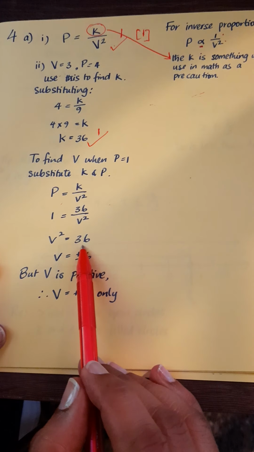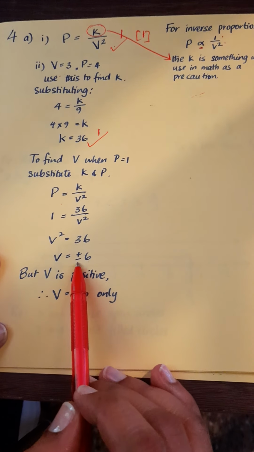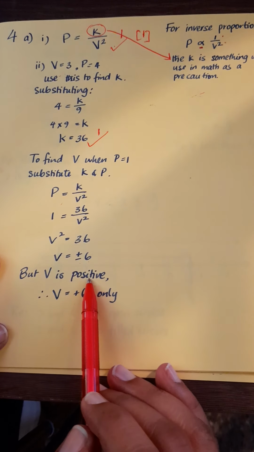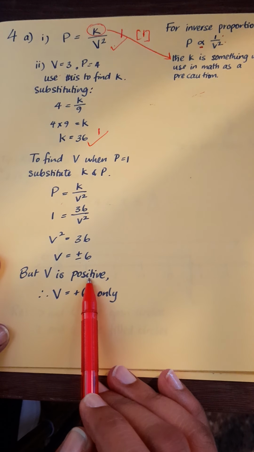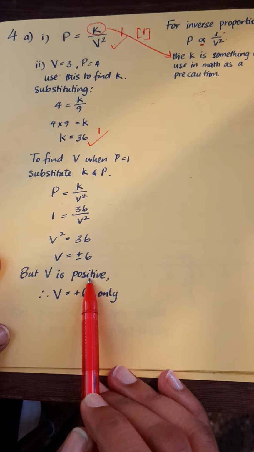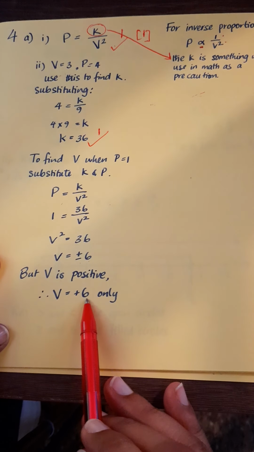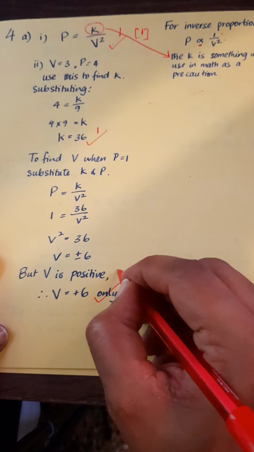Because we found the square root of 36, positive or negative. But V is positive. They said it quite clearly in the question. Determine the positive value of V. So V is positive 6 only, and this is our second mark.